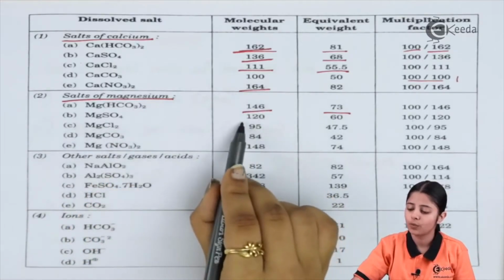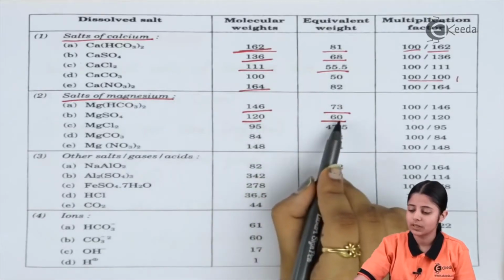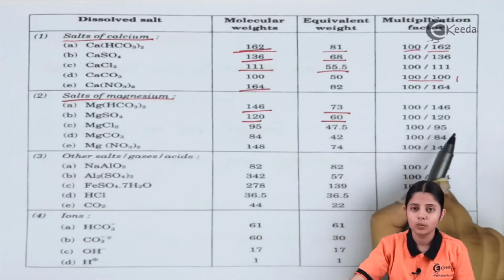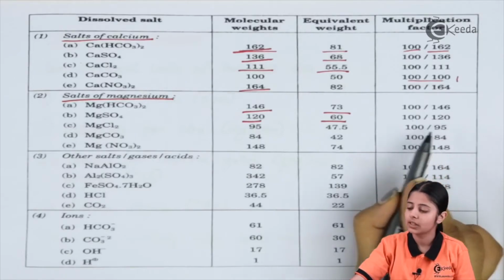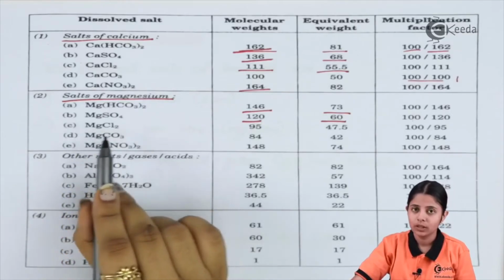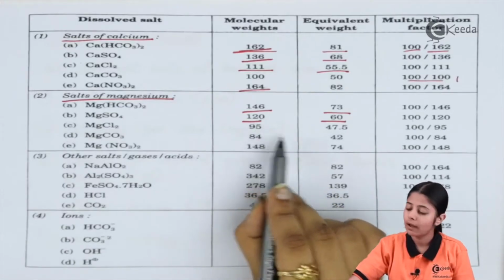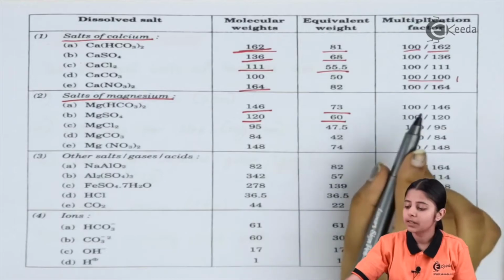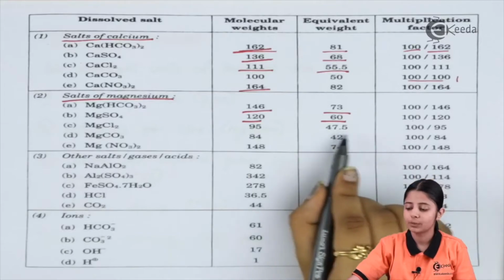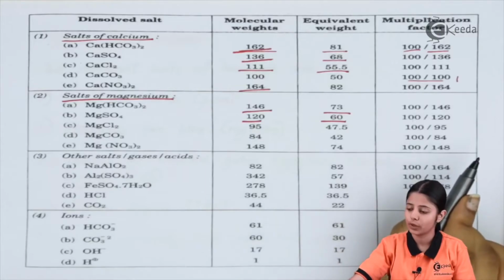Next, moving on to MgSO4. MgSO4 has a molecular weight of 120 and an equivalent weight of 60. 120 divided by 2 gives me 60. Again, it can have the multiplication factor as 100 upon 120, or else it can have it as 50 upon 60. Moving further, we have MgCl2. Now this MgCl2 is 95. Dividing 95 by 2, I get it as 47.5. The multiplication factor can be either 100 upon 95 or it can be 50 upon 47.5. But 100 upon 95 is a much better number than 50 upon 47.5.